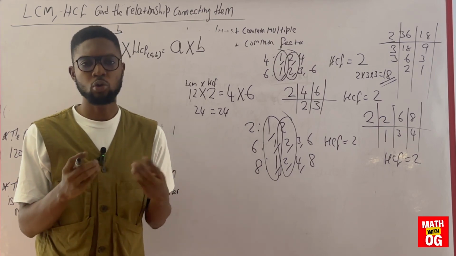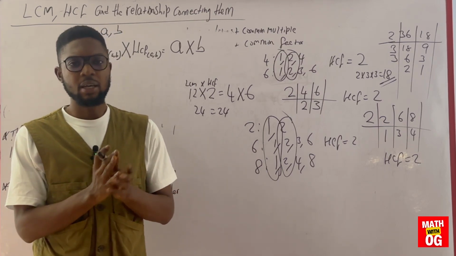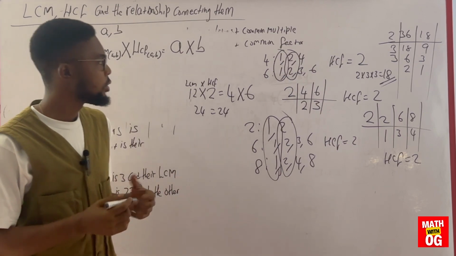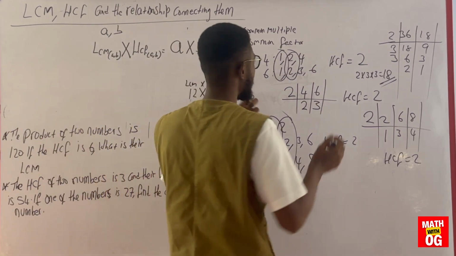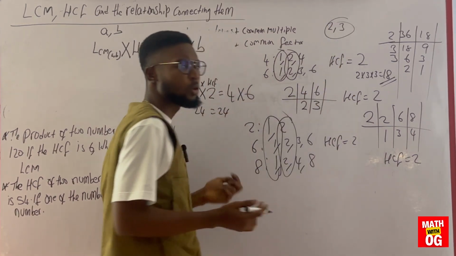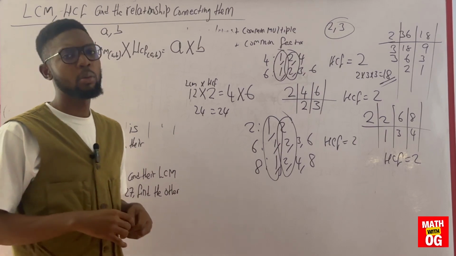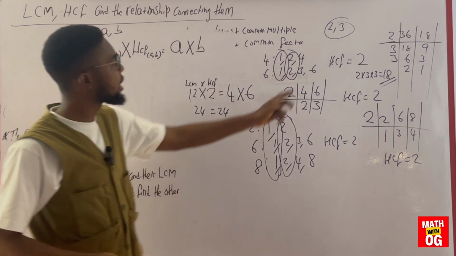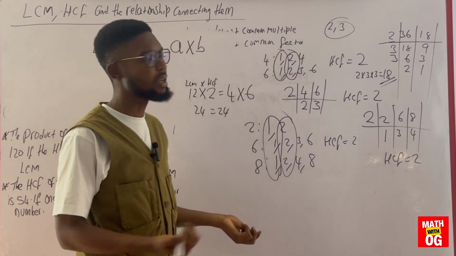Whenever you have that thought of there not being a common factor, just know that your answer is 1. For example, your teacher walks up to the class and asks you, what is the HCF of 2 and 3? You'll be like, no number can go into 2 and 3. The moment you start having that thought, just note that the HCF is 1, because 1 can go into 2 and 3. That's the highest common factor.